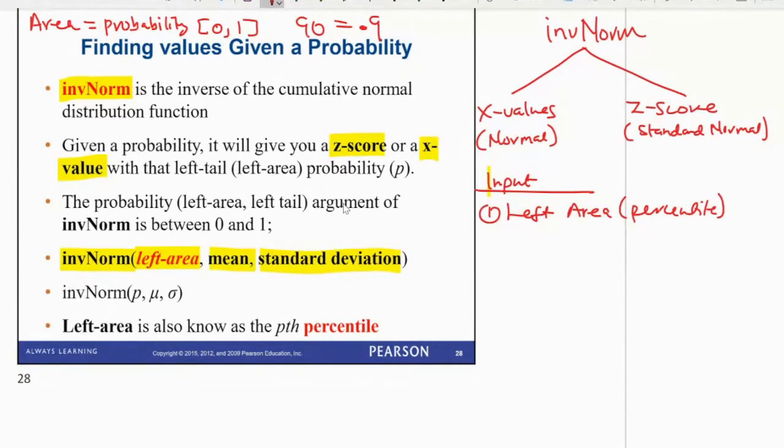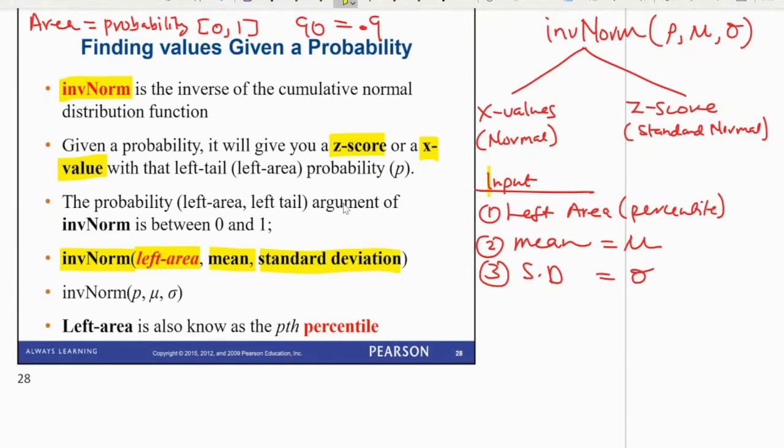It asks for the left area. Number two, it asks for the mean, which is mu. And then number three, it asks for the standard deviation, which is sigma. So the inverse norm will ask you for three pieces of information: the percentile, which is the left area, the mean, and then the standard deviation. So those are the three things the inverse norm would ask you to input. Right? And I've also always said that the left area is the same as the P percent. So P, the left area, the mean, and then the standard deviation.